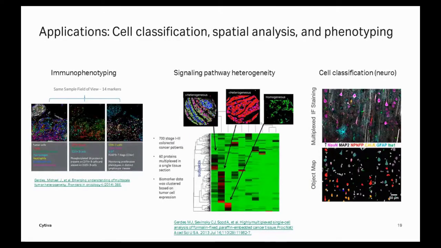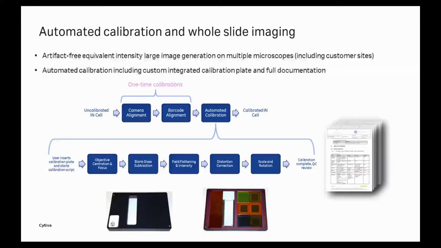So with that, you really open up the door once you've got your workflows down and you're confident about the reproducibility. You have the antibody validation, which was another huge part of what we've done over the last 10 years. You can really start to think about where single cell analysis makes sense. We have done studies in immunophenotyping. We've looked at single signaling pathway heterogeneity. This is also part of the PNAS paper. And then more recently we've started working in neurology and applying the same workflows.